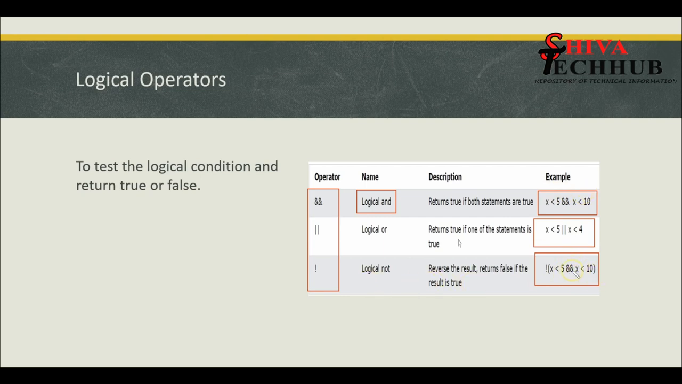For example, if you write not of x less than 5, pipe symbol, x less than 10, it is logical OR with NOT. It is exactly the reverse of the OR operation.